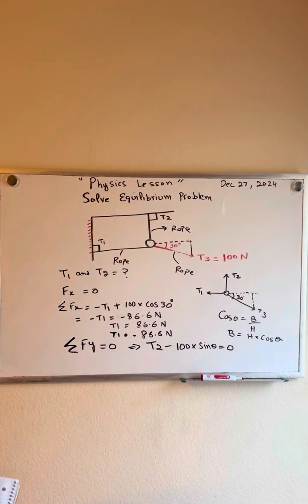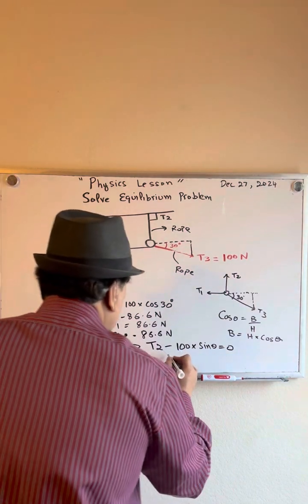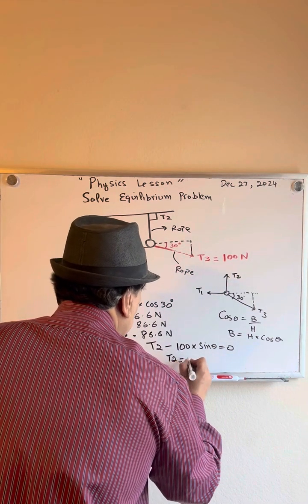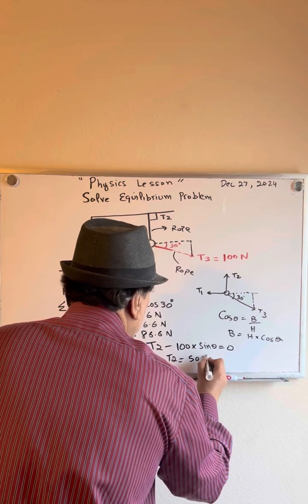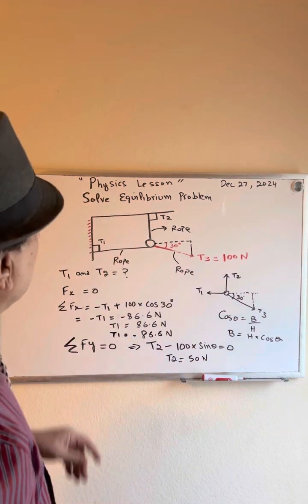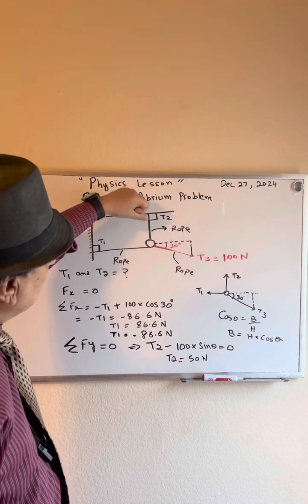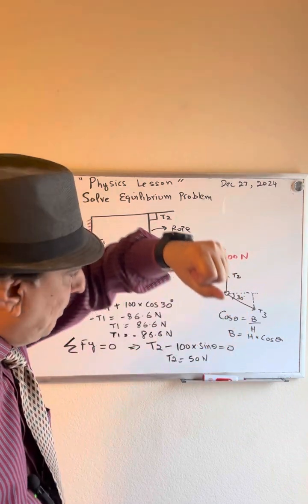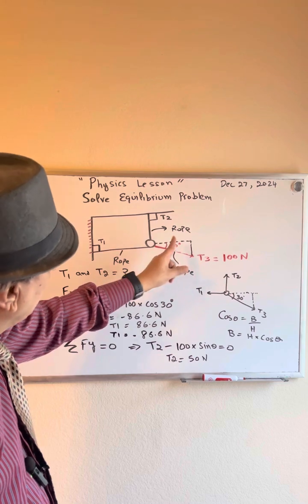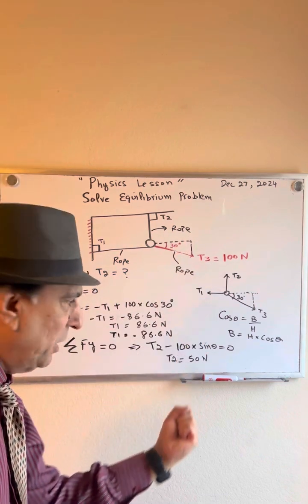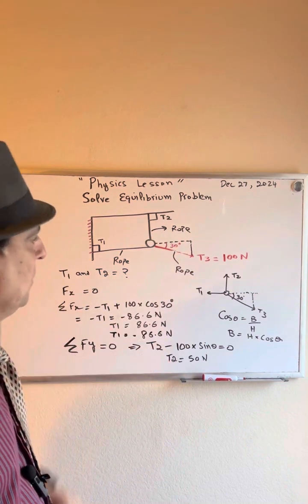So when I solve this, T2 is equal to 50 newtons. So in this particular case, the T2 tension is 50 newtons. This rope is basically pulling the ball up. This rope, the y component, is pulling the ball down. That's why I have this minus sign.